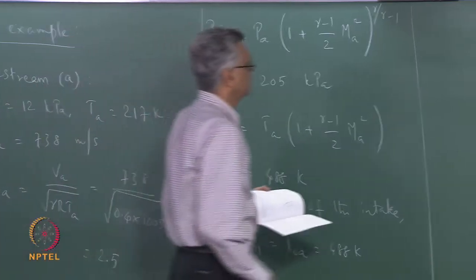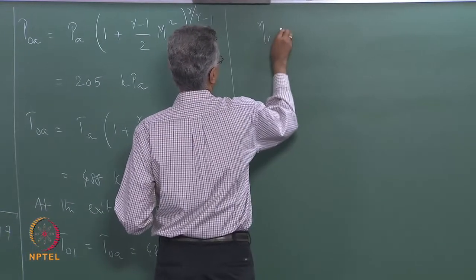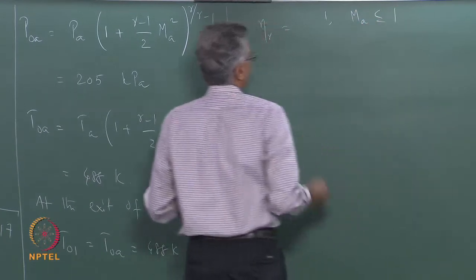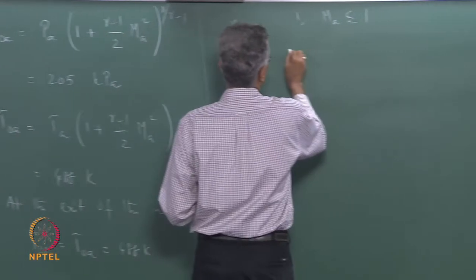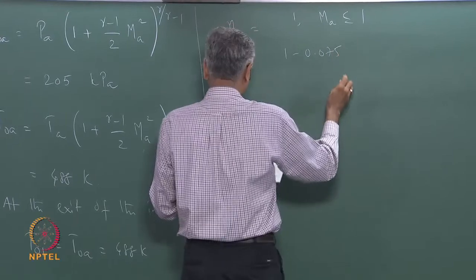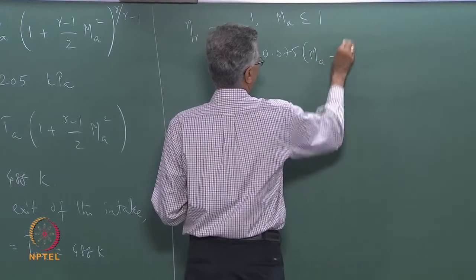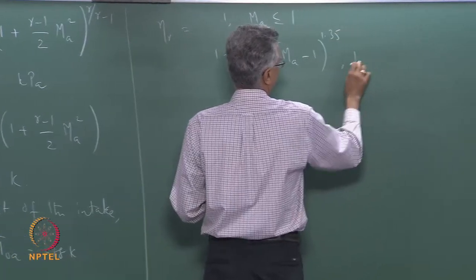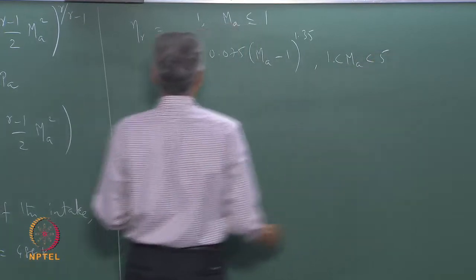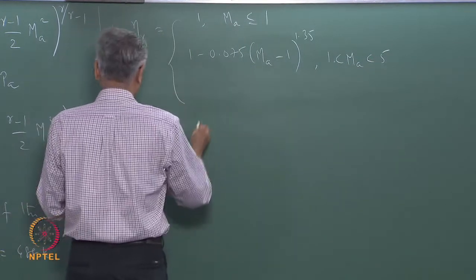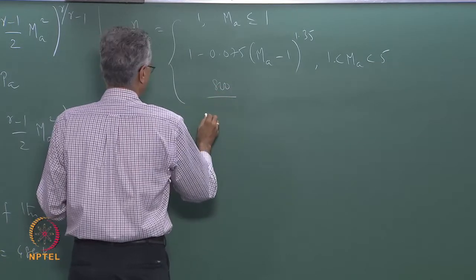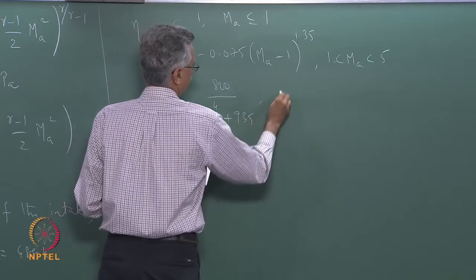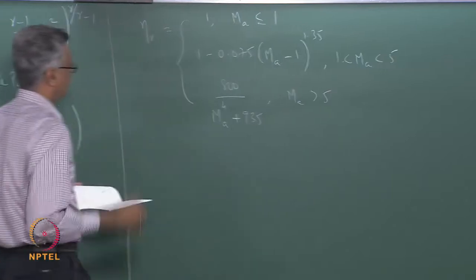And in order to calculate P01, we need to use the military specification. And if you remember, we had written it down like this. The pressure recovery was equal to 1 for Mach number less than or equal to 1, and this was equal to 1 minus 0.075 times MA minus 1 raised to the power 1.35 for Mach numbers lying between 1 and 5, and it was equal to 800 divided by MA raised to the power 4 plus 935 for Mach number greater than 5.